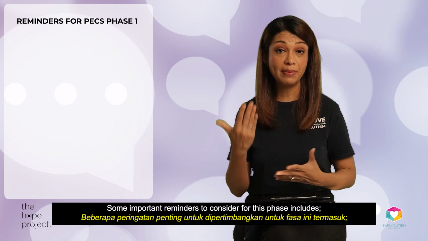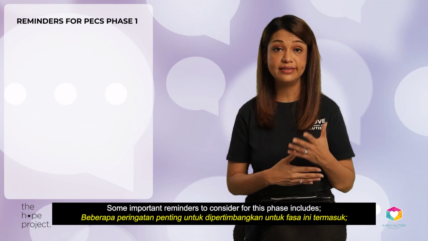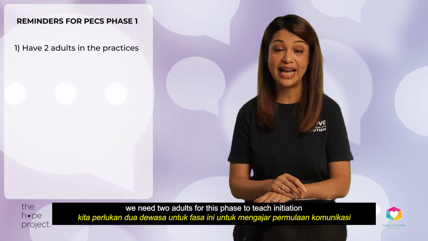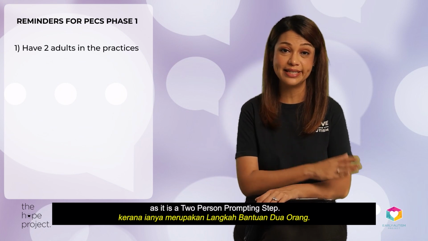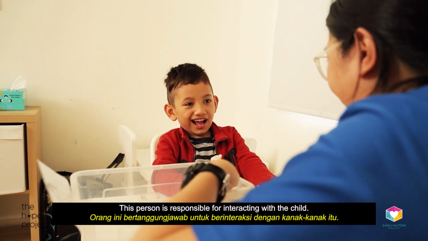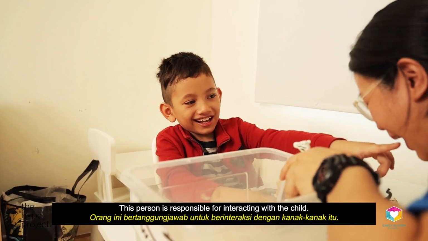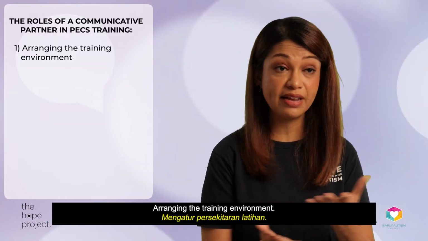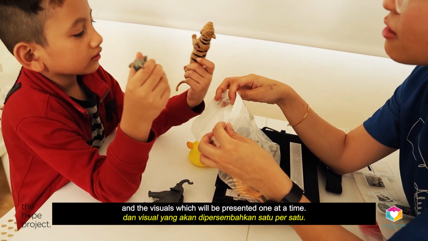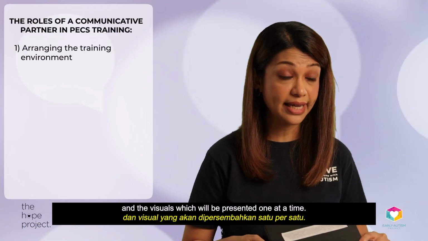Some important quick reminders to consider for this phase include: we need 2 adults for this phase to teach initiation, as it is a 2-person prompting step. Person 1 is the communicative partner. This person is responsible for interacting with the child. This includes arranging the training environment, so person 1 will have control of the reinforcers and the visuals, which will be presented one at a time.